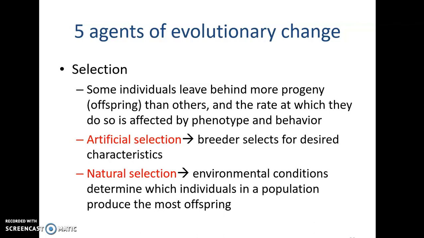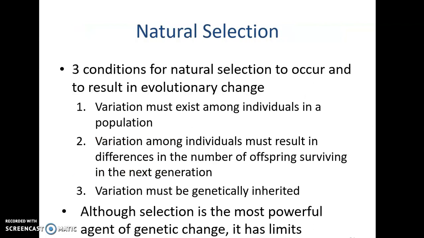In natural selection, it's the environment that determines which individuals in a population produce the most offspring. So in a sense, it's Mother Nature that is the breeder. For natural selection to occur, 3 conditions must be met. Number 1, variation has to exist among individuals in a population. If there's no variation, there's no trait that can be favored over another.